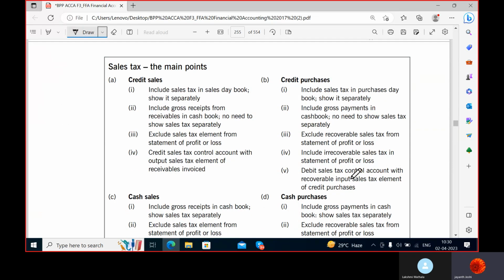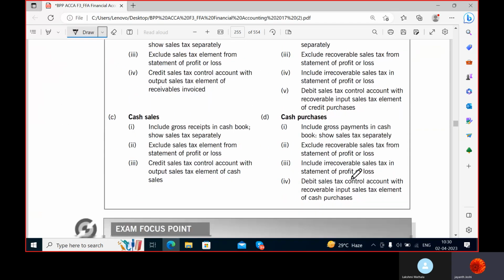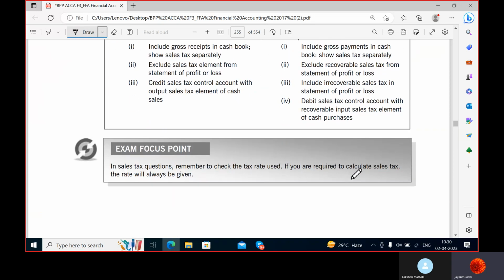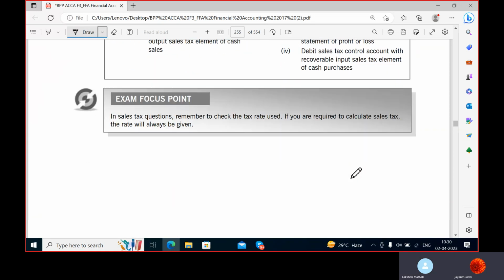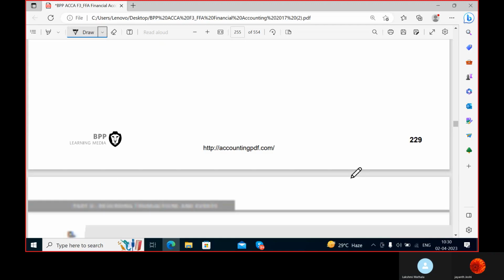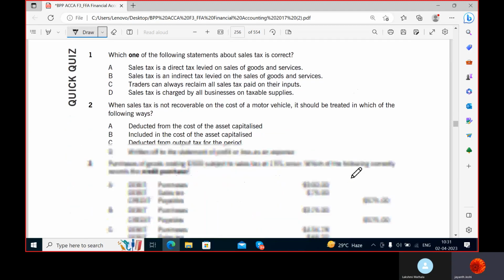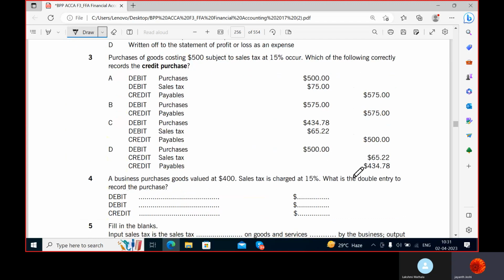So that was all about sales tax. Clear? Yes, ma'am, clear. So we are done with this particular lesson. Tell me, Hamsika, was each and every point clear? Was I able to make you understand the concept of sales tax?